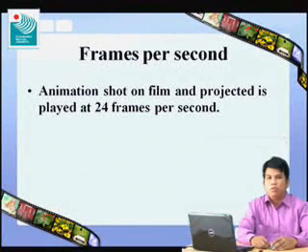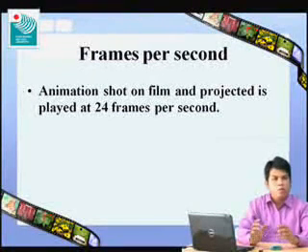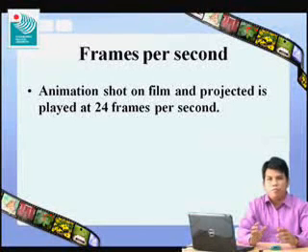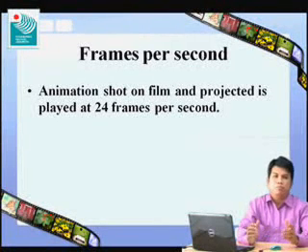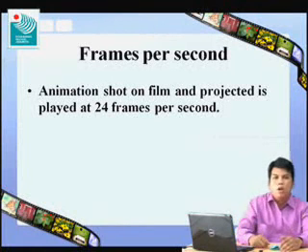Animation for television in Europe, Africa, the Middle East, and Australia is played at 25 frames per second. In these countries, they use a television system called PAL, which flies at 50 frames per second, and 25 frames per second is compatible with this.